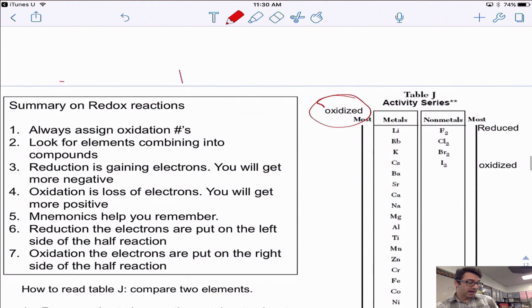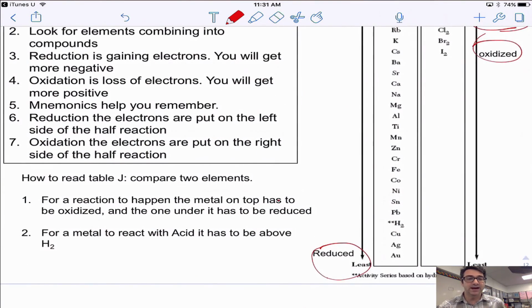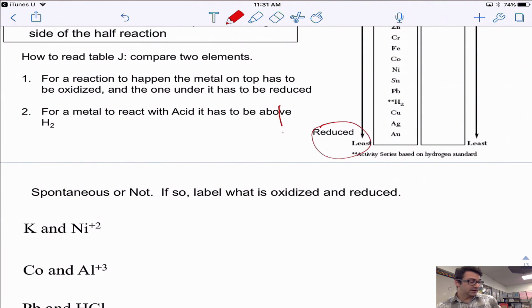Now, if we look at the nonmetals, though, they're opposite. The nonmetal on top should be reduced. The nonmetal on the bottom should be oxidized. Now, why do I care about using Table J? Because it helps me to figure out if a reaction will actually occur. And these examples down here actually help me to figure out if a reaction will occur, if it'll be spontaneous.